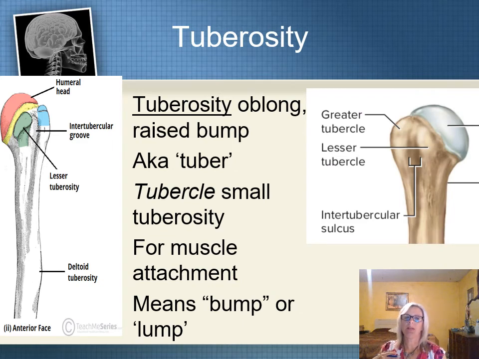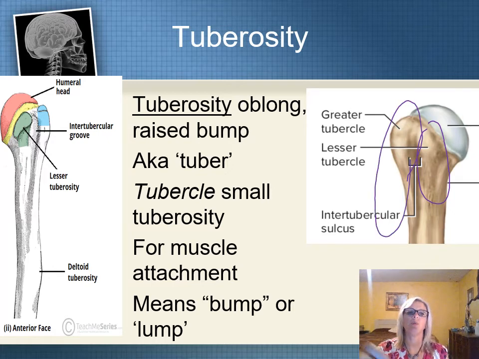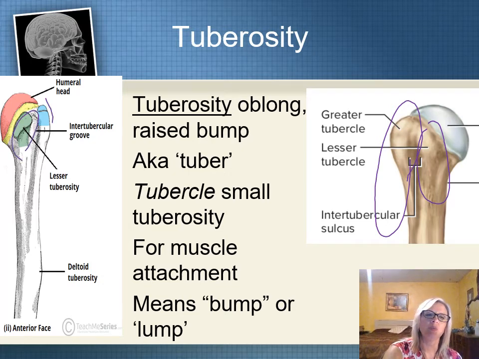Tuberosities are going to be longer, more oblong shaped, a raised bump. Sometimes we call a small tuberosity a tubercle. These are for muscle attachment, and they can mean bump or lump. So here you can see we have the lesser tubercle, which means the smaller one, and the larger one will be the greater tubercle. You can see these over here, the lesser tuberosity, and this would be the greater on this side. You just can't really see it.